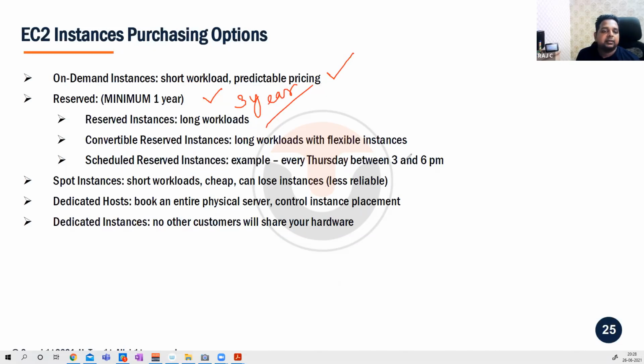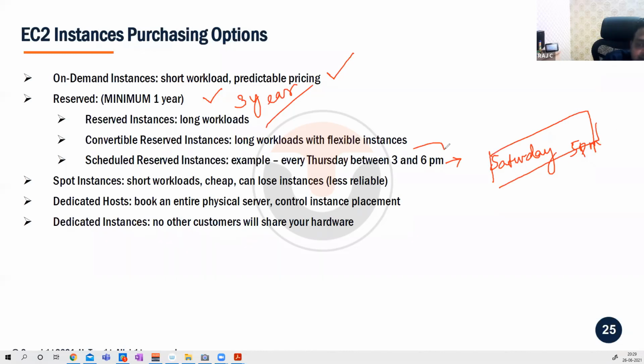You can also purchase something called scheduled reserved instances. Very important. If you have a workload which runs every Saturday at 5 p.m., then you purchase a reserved instance which will start running exactly at that time. Here they give the example of Thursday 3 p.m. to 6 p.m.